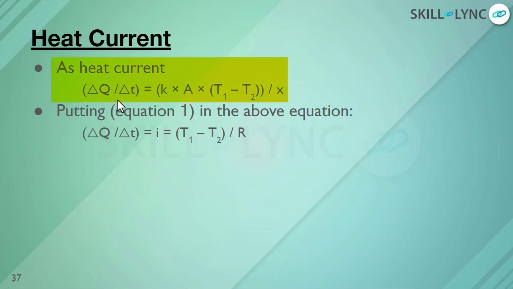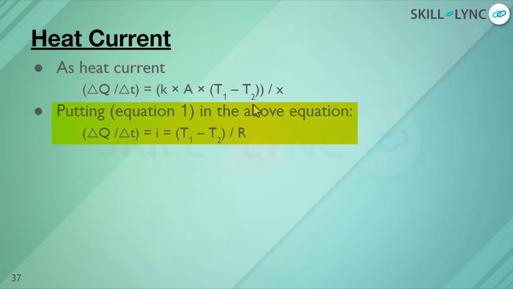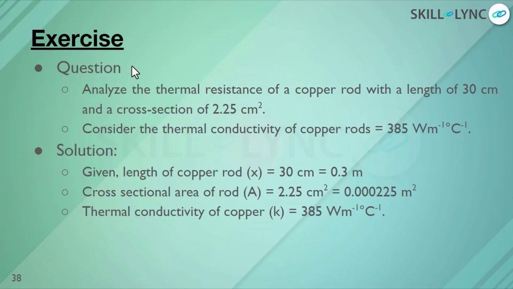As heat current is equal to del Q by del T, then del Q by del T is equal to K into A into T1 minus T2 upon X. Also, as we put equation 1 in the above equation, we get del Q by del T equal to I equal to T1 minus T2 upon R. We have considered I equal to del Q by del T, and as we put equation 1 in this heat current equation, we get T1 minus T2 upon R. Let's try an exercise to understand this more.